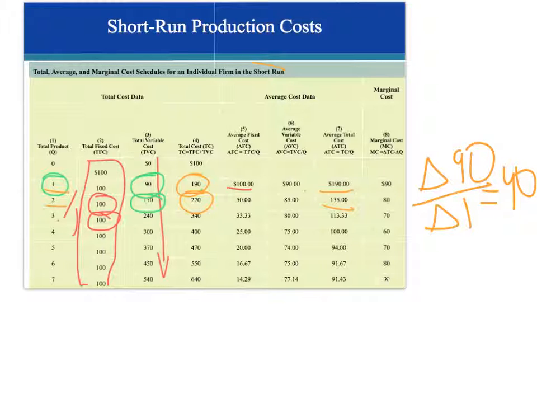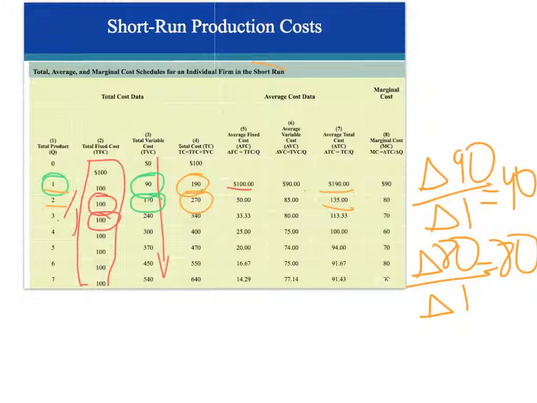Okay, going from unit 1 to 2, total cost changed from 190 to 270. So the difference in that was 80. And then we produced one additional unit. We went from one unit, we just added on one unit. We went from 1 to 2. So the difference here is one unit.